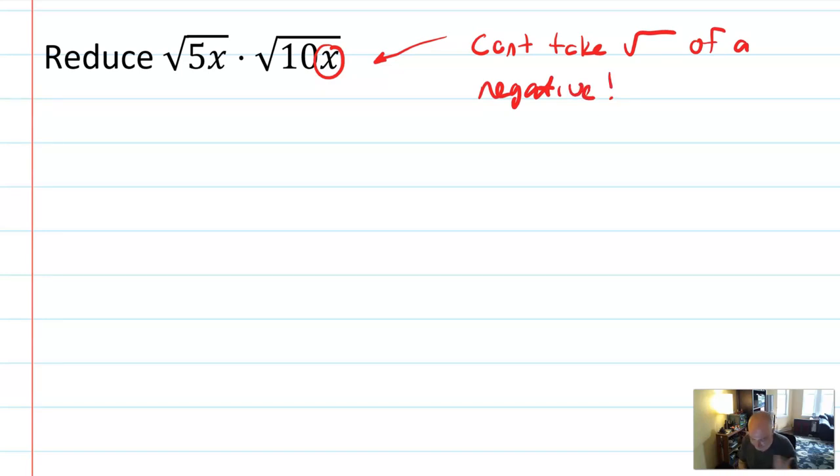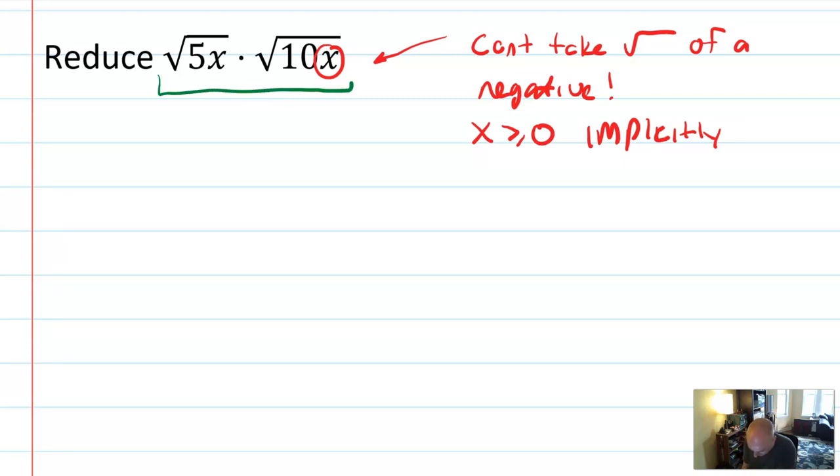Which means that for this to be a legal expression as written, x has to be greater than or equal to 0, implicitly. That is, it's not stated directly in the problem, but it's there based on the rules of roots. And that's going to be important when we get into the absolute value thing later. Okay, so here, I'm going to put a star by this idea, but now we'll just simplify this down.